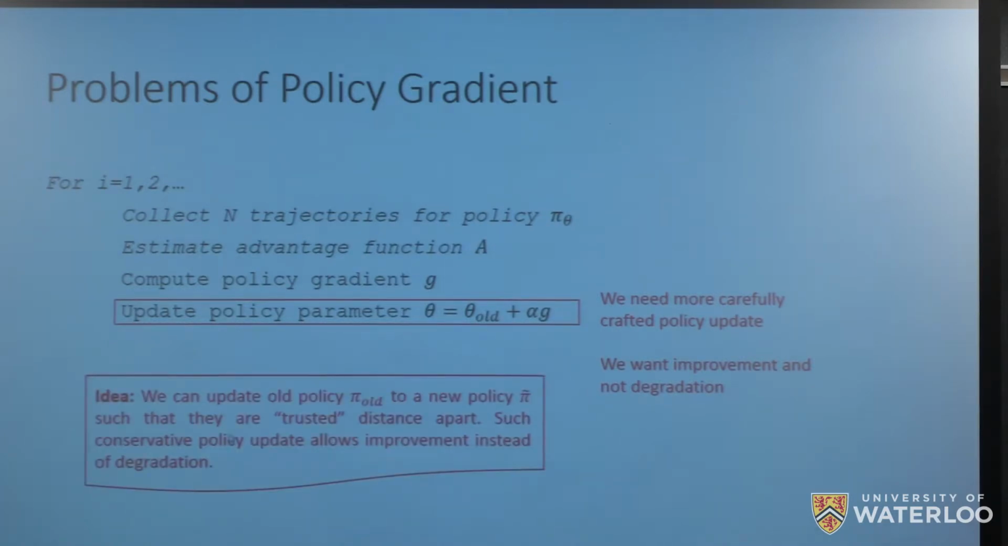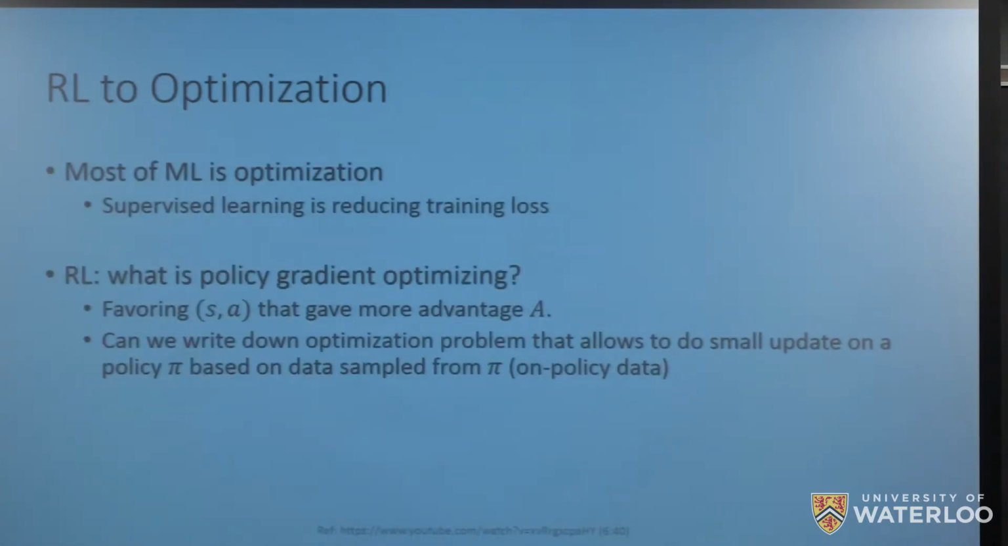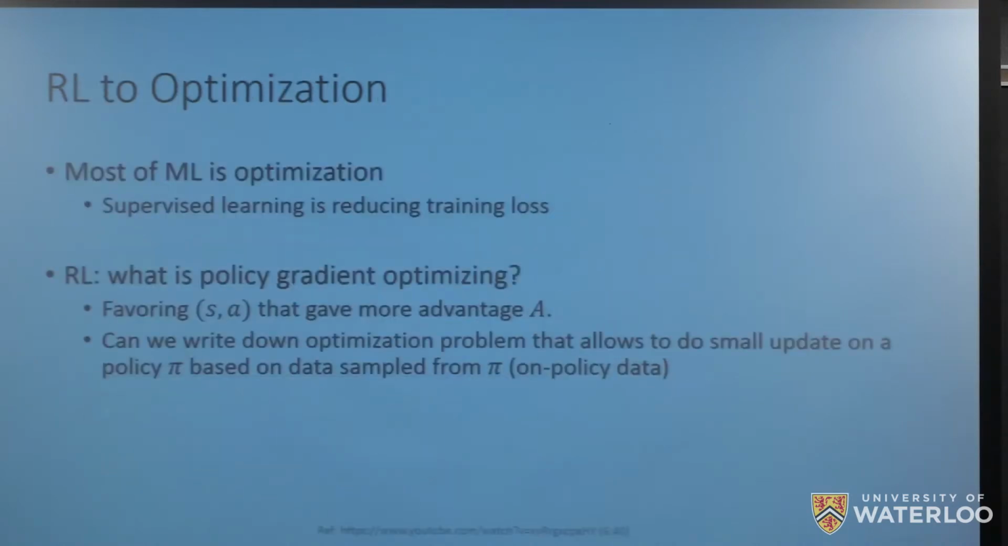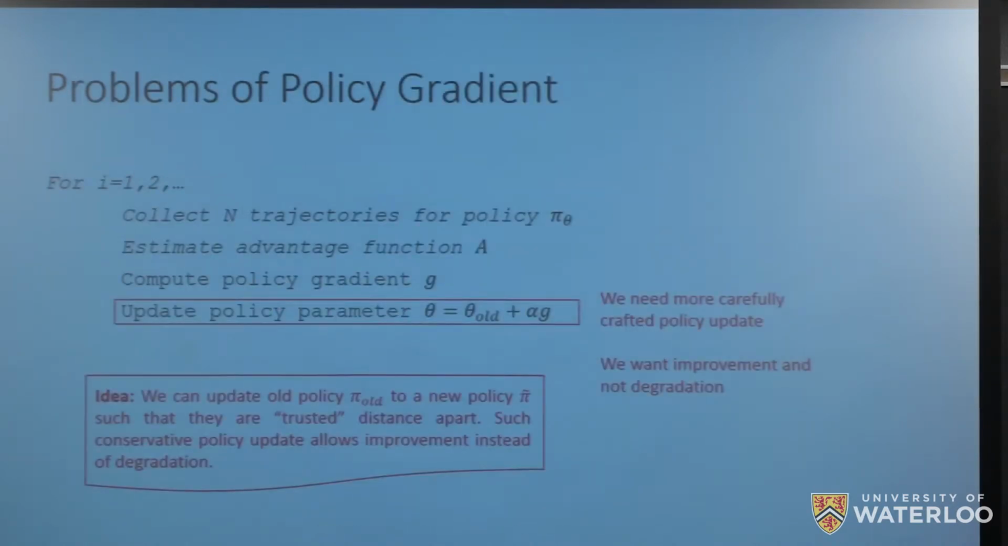The idea of TRPO is that we can update the old policy, which is in this case theta, to the new policy pi tilde, such that they are a trusted region apart. Such a conservative policy update allows improvement instead of degradation. I'll tell you what the trusted region or trusted distance is in this case. First of all, I want to mention that we can change this particular update into an optimization problem instead.